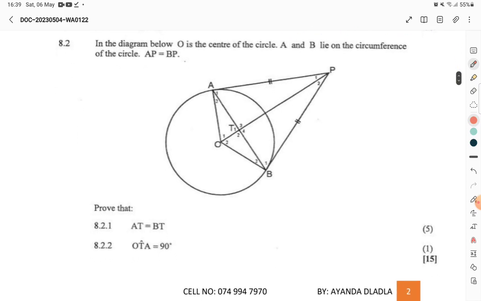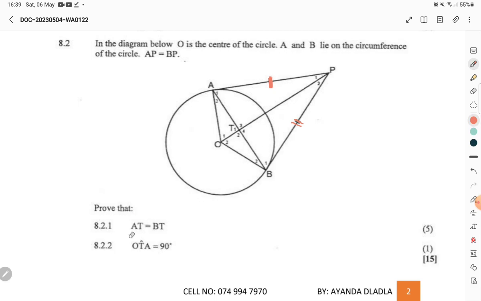This is a lovely question because there is a circle, there is a kite-like thing, but anyway, let's get along. What are we having now? In the diagram below, O is the center of the circle, this is the O. Then A and B lie on the circumference of the circle. AP is equal to BP. So we have this AP equal to BP. All right, so the idea is to prove that AT is equal to BT. So we need to prove that this line over here is equal to that line, right?